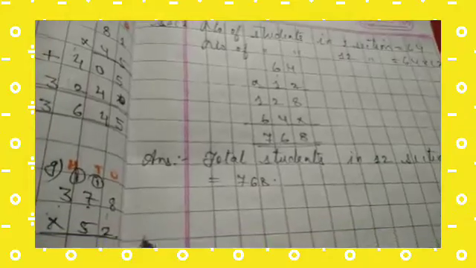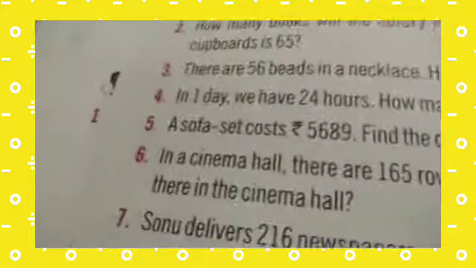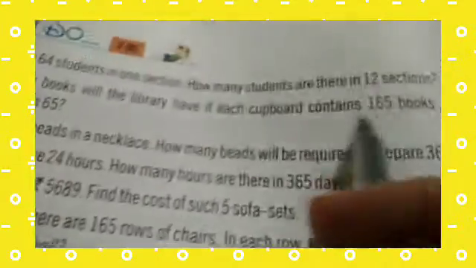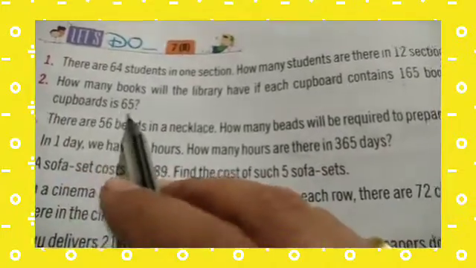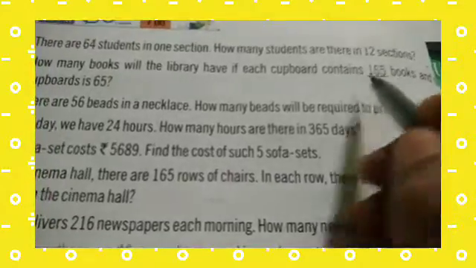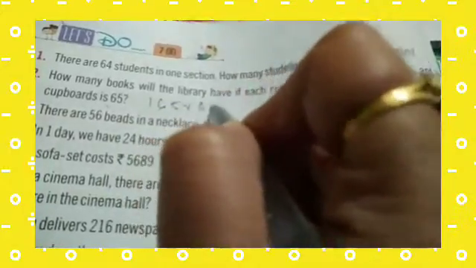Okay children. Now solution number 2. What is the question in solution number 2? Question number 2 is: how many books will the library have if each cupboard contains 165 books and the cupboards are 65? वन कबर्ड में 165 बुक्स आती है तो 65 कबर्ड्स में कितनी आएंगी? तो आपको क्या करना है 165 into 65.